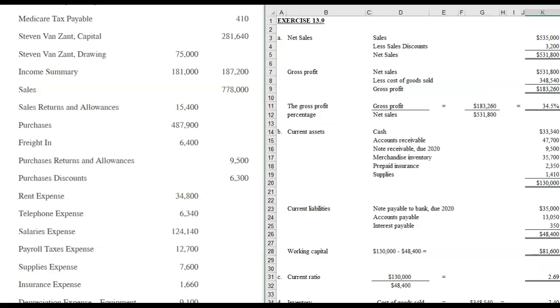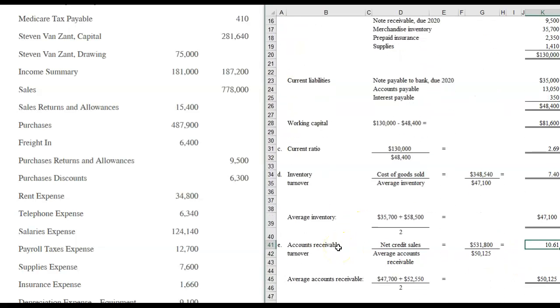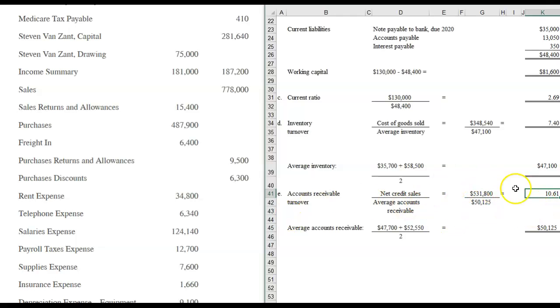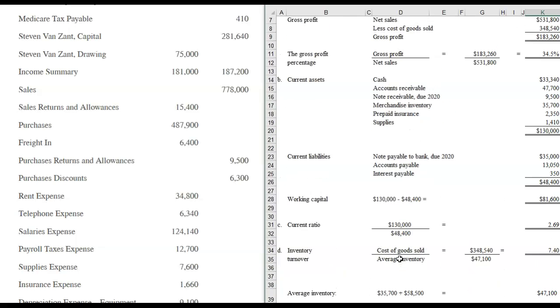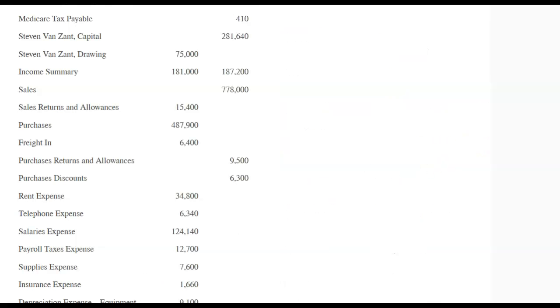What's 13.9? 13.9 is what you need for the real world. What is net sales? What is gross profit? Current assets? What are current liabilities? What is working capital? What is the current ratio? What is the inventory turnover? Average inventory, accounts receivable turnover. That means how many times a year does your accounts receivable turnover? That 10's pretty good. That means people are pretty much paying within a month. Average accounts receivable, and so on. These are all formulas that you'll be doing. And that's just filling out and doing the math. So let's take a look at what that looks like.